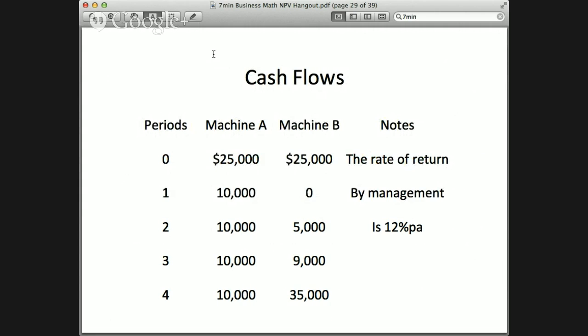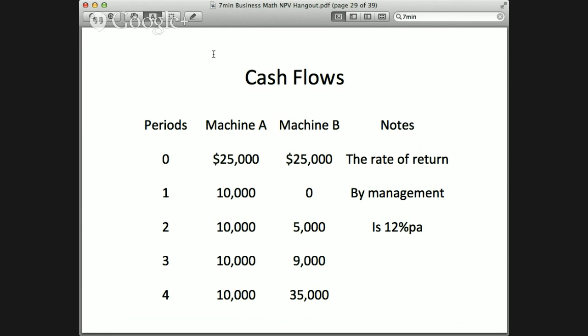Let's look at it. So in the cash flows, machine A, machine B, we've got the period now. The period 0 indicates the outlay we're paying today, which is our initial investment, which is $25,000, and it's the same for both A and B.